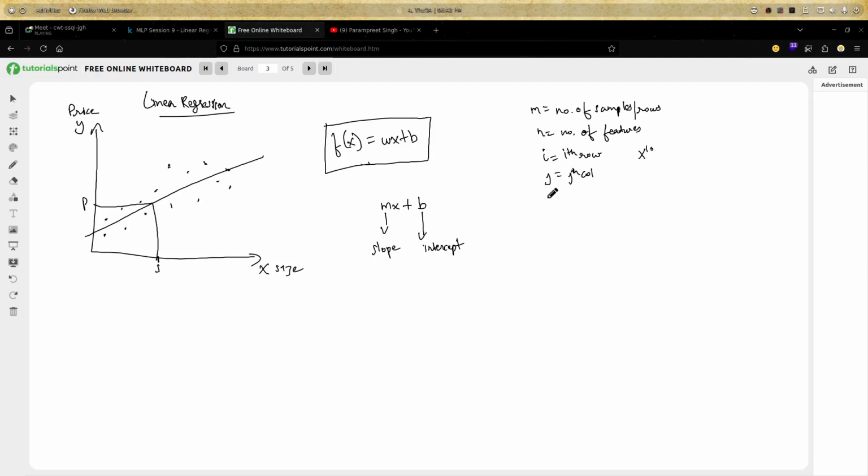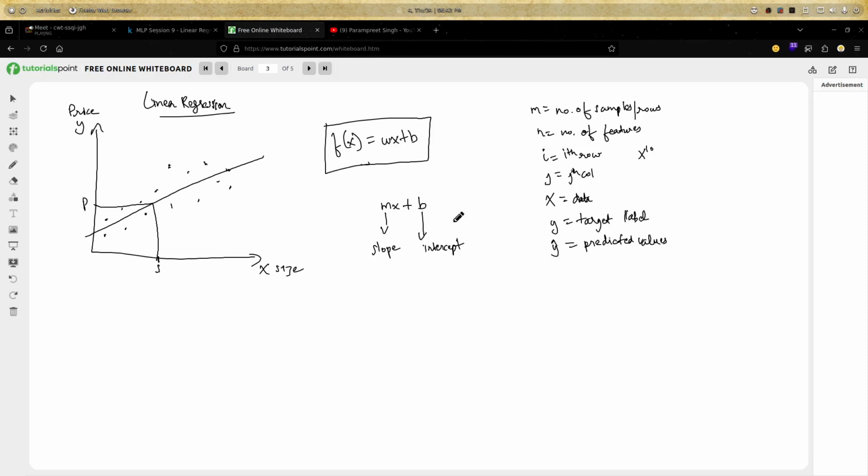And then we have some other notations also: X for the data which we have, with all the features, and y for the target variable. These are some of the basic notations. And then we have one more notation, which is y hat. It is similar to y, but this y hat represents the predicted data which we have, the predicted values you can say.